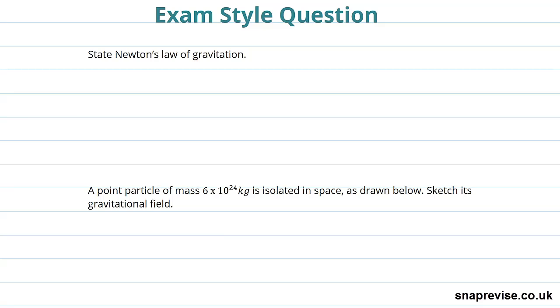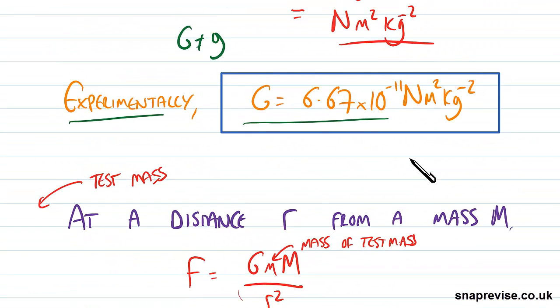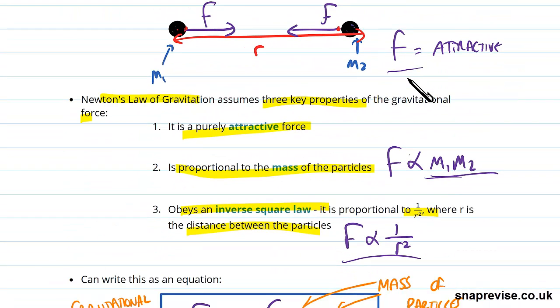So for our first exam style question, they just want us to state Newton's law of gravitation. So here the examiner is going to be looking for you to mention those key points that we talked about in our description of the force. These 3 bullet points here. So I'm going to write them out in words in a moment, but that's what they'd be wanting.